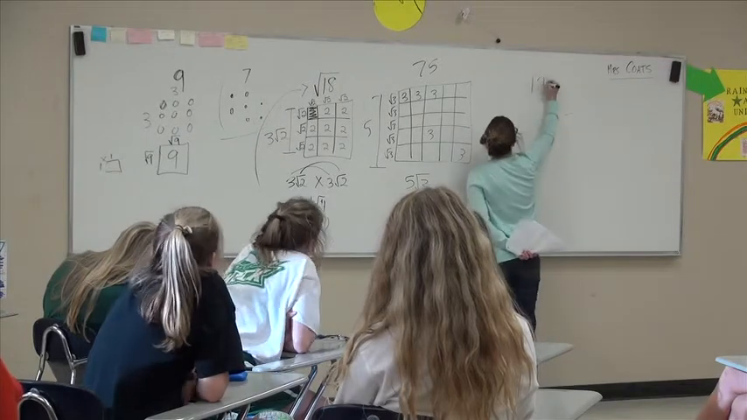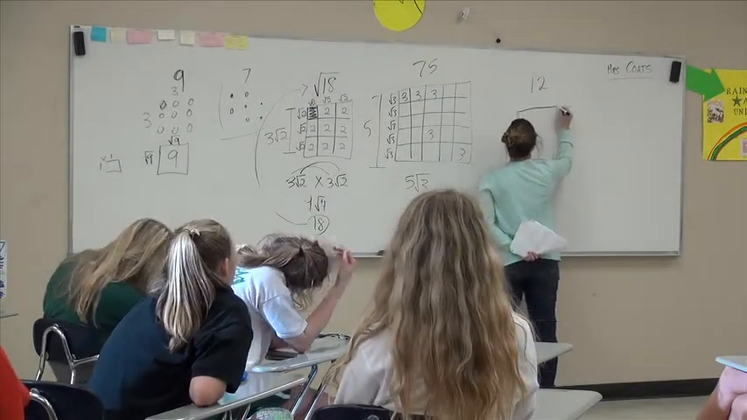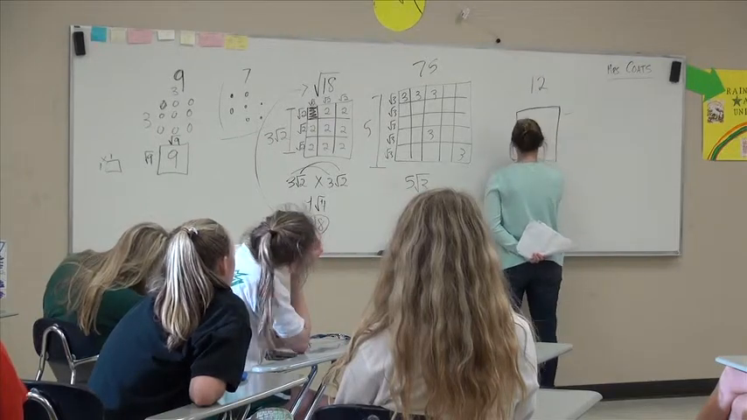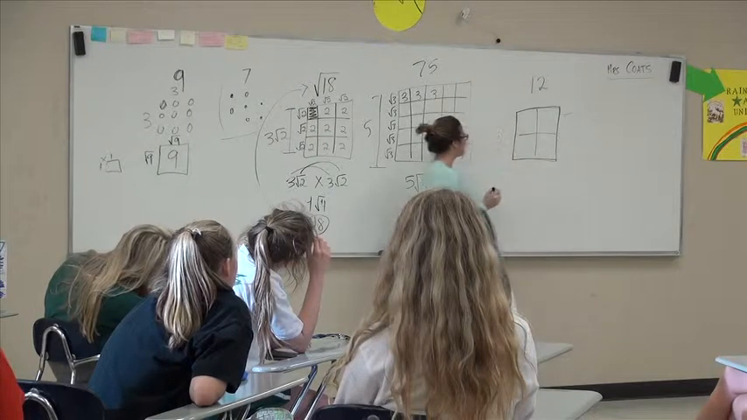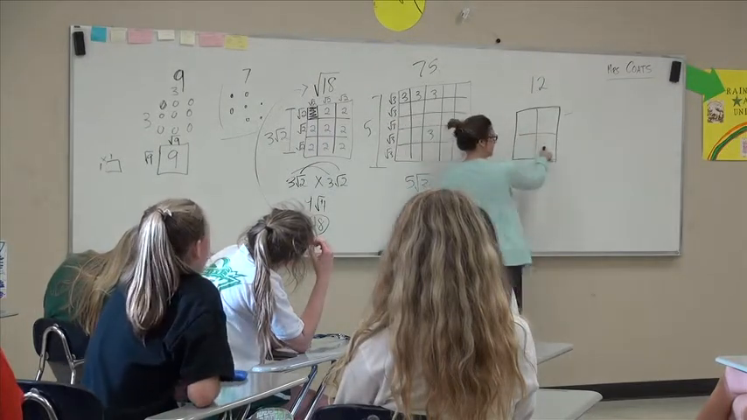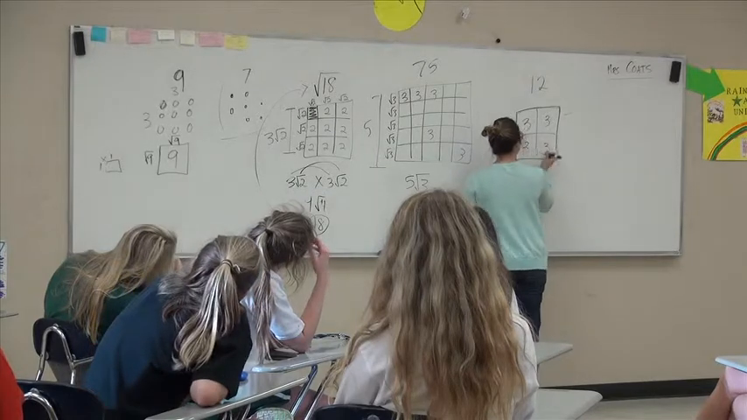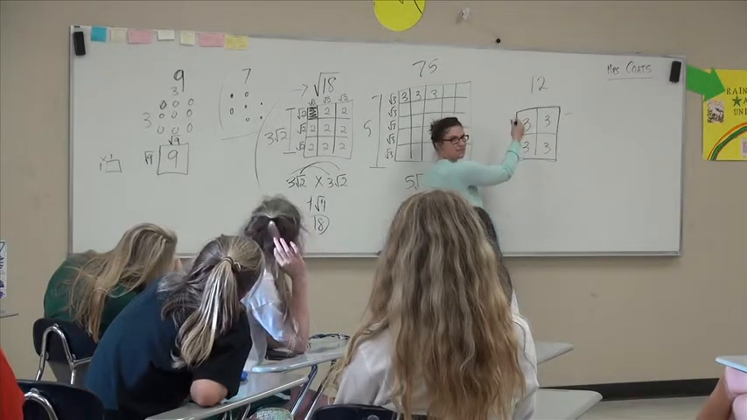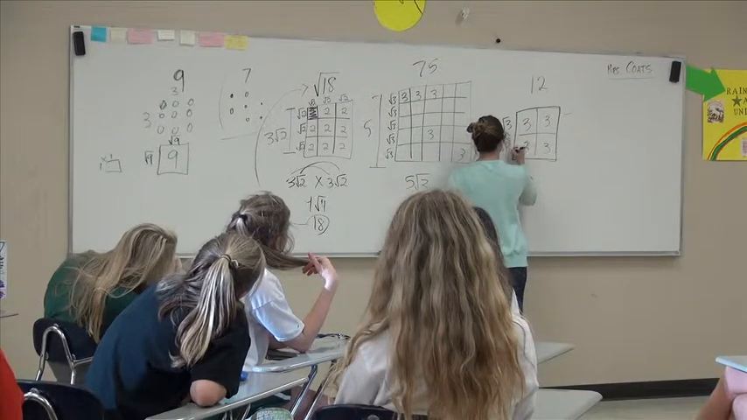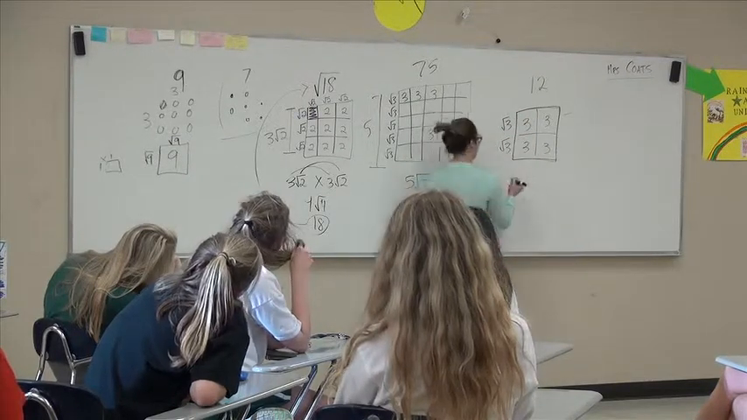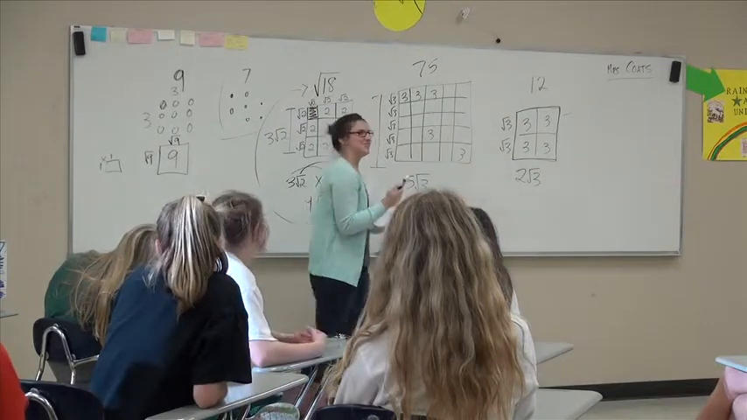So we have a big box. How many boxes do you think we're going to have on the inside? 4. So how big is each box? How many square units? 3 square units. So how big is this length? Square root of 3. We have 2 square roots of 3. Okay, so the last one.